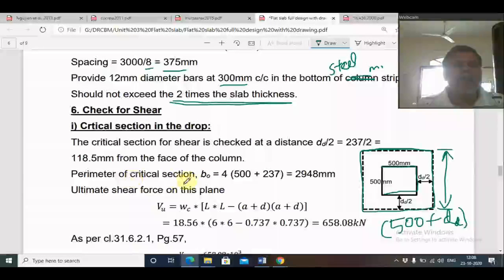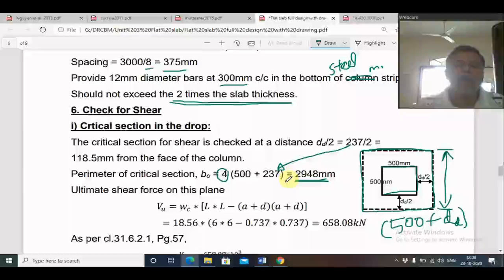First I am calculating the perimeter of the critical section, that is b0. I have to add the length of these 4 sides of this critical section. The one side length is 500 plus Dd, that is 500 plus 237. So we have 4 sides. I have multiplied by 4. So I got the perimeter as 2948 mm.